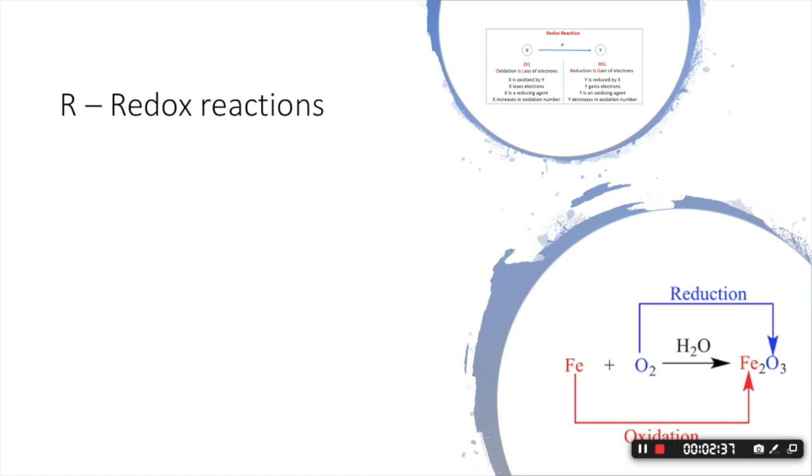R is for redox reactions. There are multiple different redox reactions, such as combustion and decomposition. In a redox reaction, one compound is losing electrons as another is gaining electrons. When losing an electron, it is oxidized, while gaining an electron means the compound is reduced.